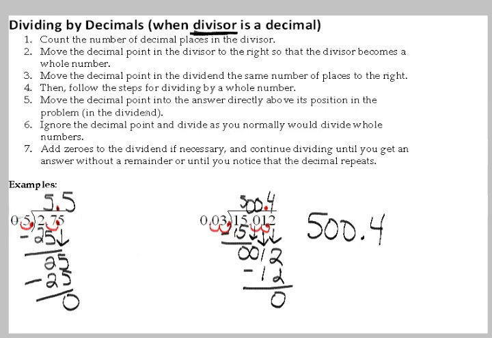So the main thing to remember whenever we're dividing by a decimal is that we move the decimal point over to make the divisor a whole number, and we have to move the decimal point over the same number of places to the right in the dividend. Then we take our decimal point, put it right above into the answer, and then we pretend like the decimal's not there and divide like we normally would with whole numbers.